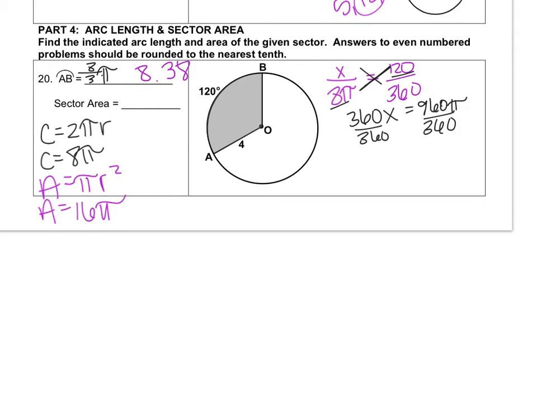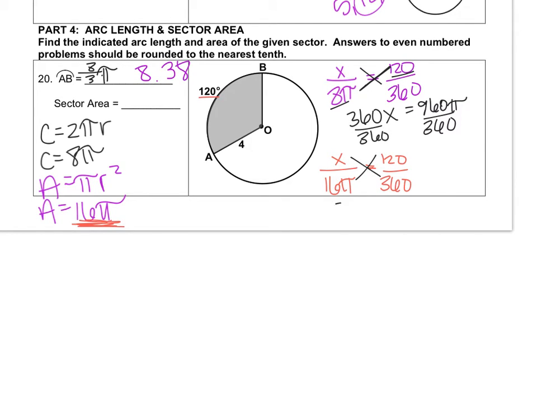Just tomorrow on your test, if it's multiple choice, look to see if your answers are in pi or your answers are rounded. Okay, to find sector area, we're going to use the area, which is 16 pi. So we're going to do the sector area, which we're looking for, divided by the area of the circle, equals the number of degrees that we're working with, over the total number of degrees, 360.